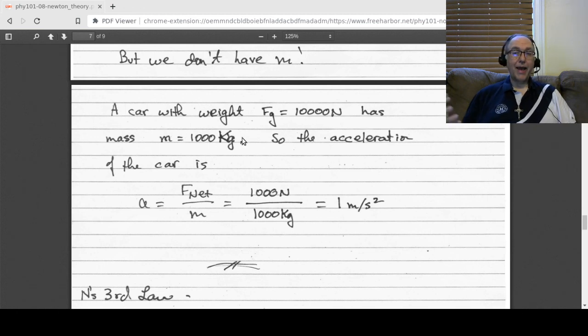So indirectly, by my giving you the weight, I have told you what the mass is. All right, and so now we can go back to our formula. A is equal to F net divided by m. So that's 1,000 newtons, the net force, divided by 1,000 kilograms, and that gives us an answer of 1 meter per second squared. So the car would accelerate forward at 1 meter per second squared.